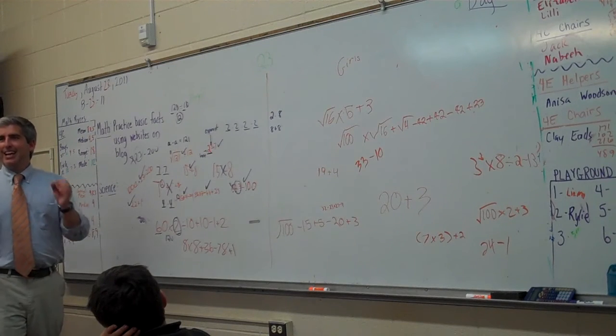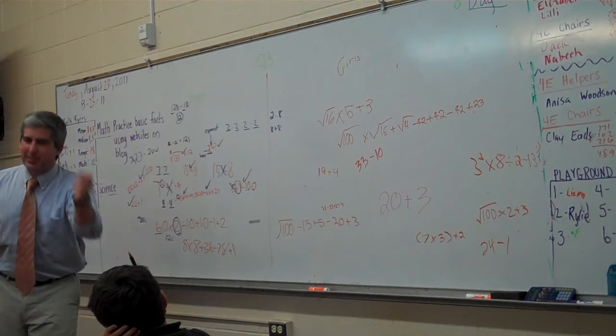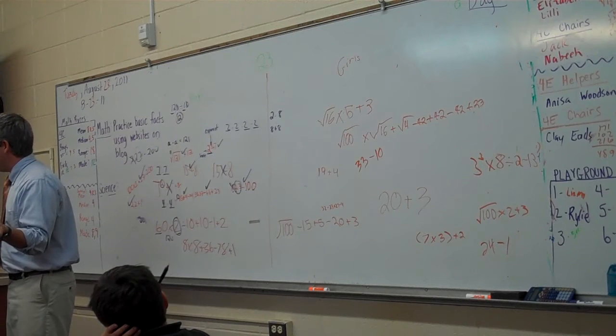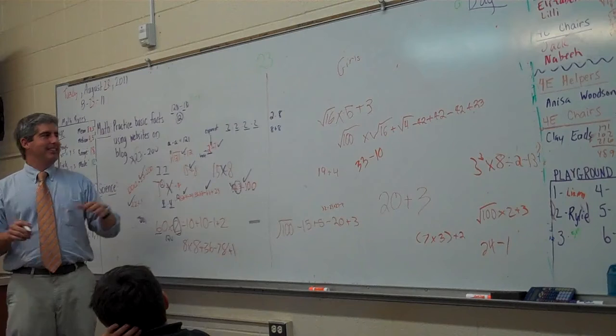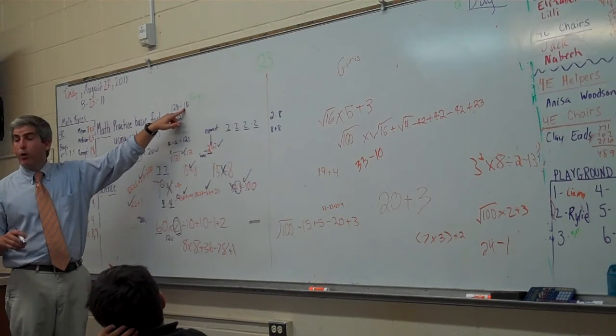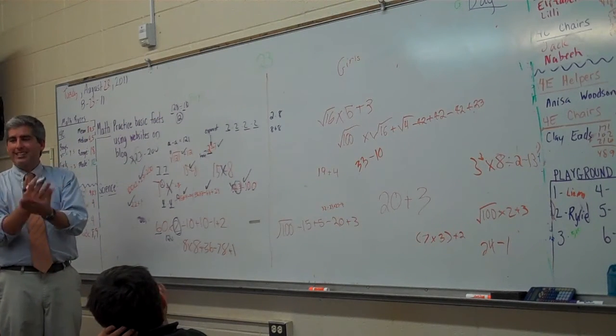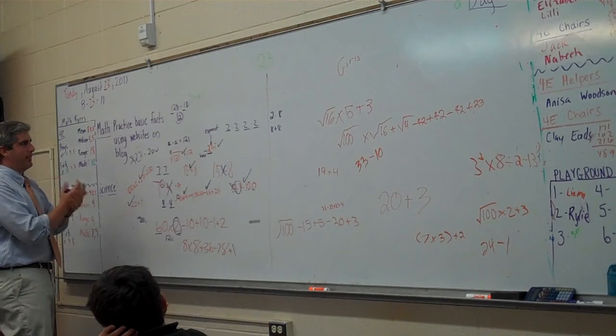That's wrong. Any number divided by 1 equals itself. Any number divided by itself equals 1. I just totally messed you up. Sorry. Any number divided by 1 equals itself. That's the identity property of multiplication or division.